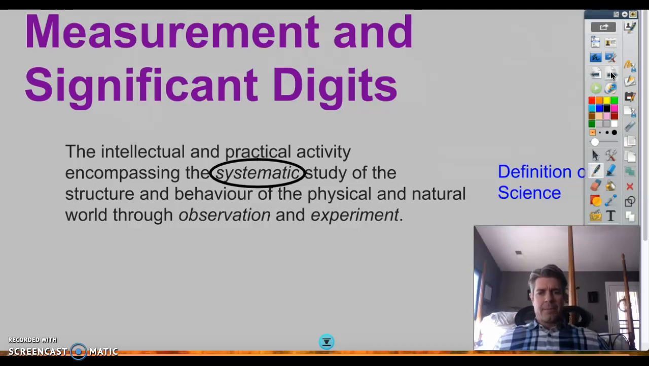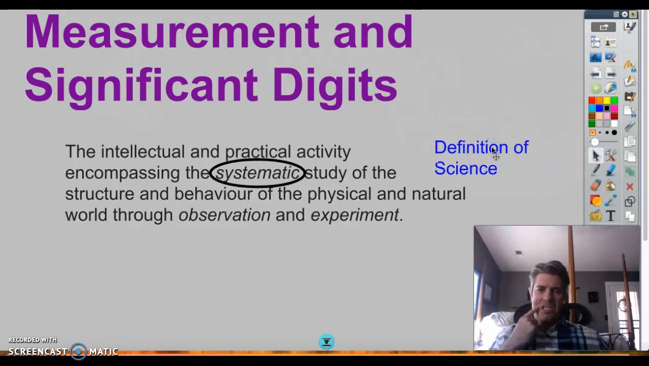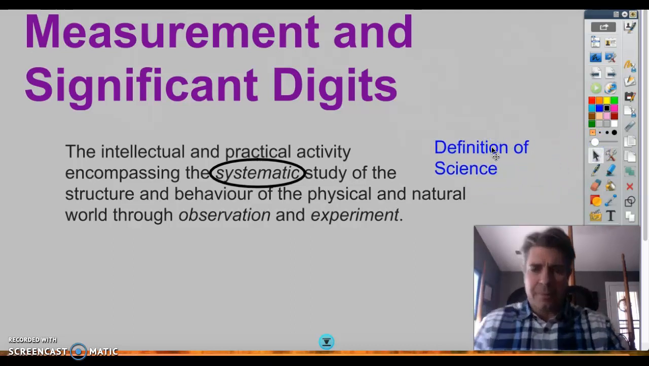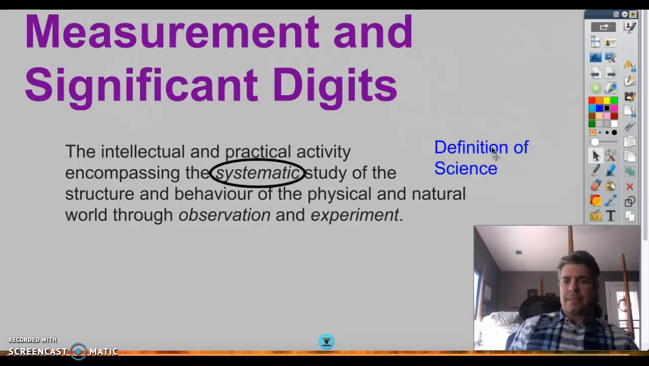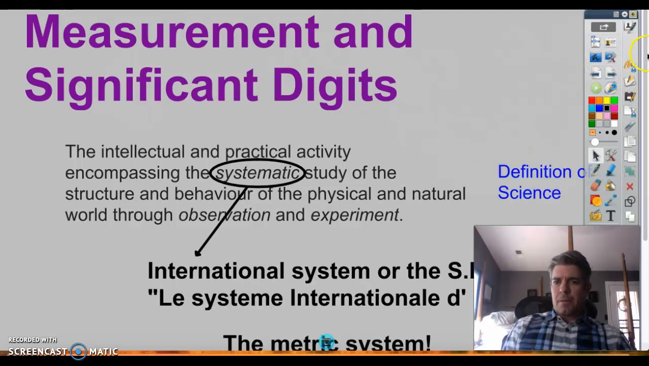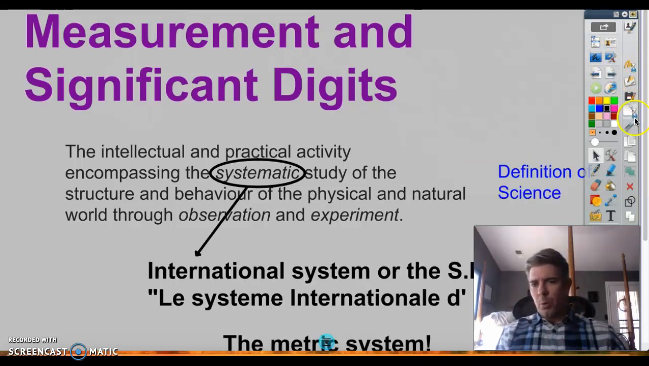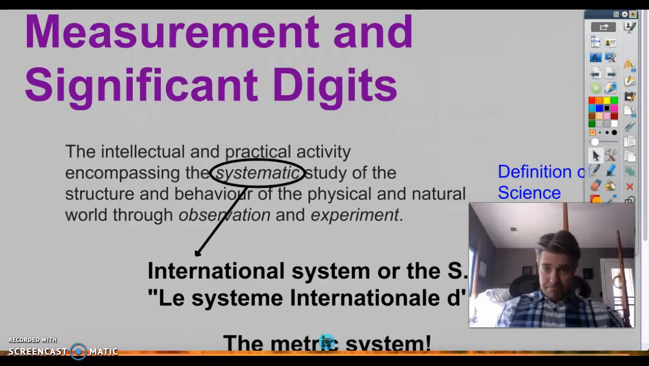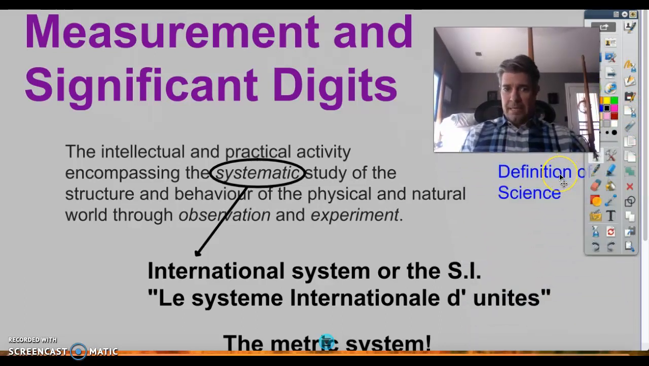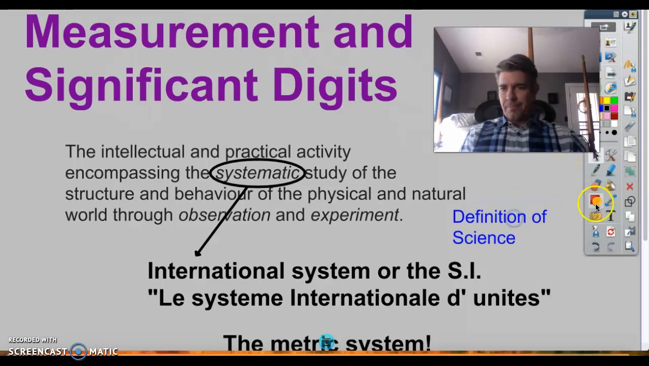First word here, systematic. When we're talking about science, we talk about systems. We talk about the entire scientific community, this entity that is science and how systematic it is. The most basic and most important thing that we use is the international system, or the SI, as we like to call it. Why is the international system abbreviated SI? Shouldn't it be IS? The answer is no.